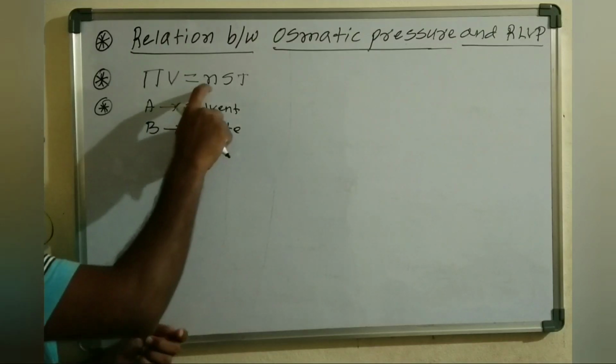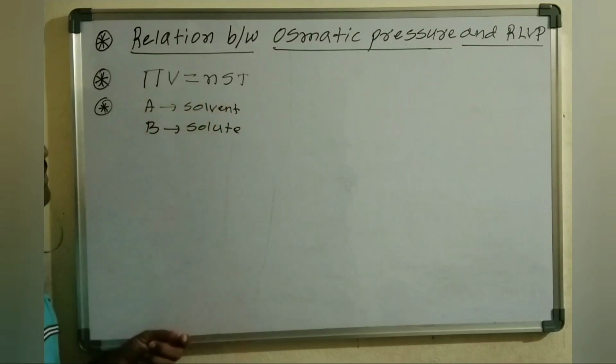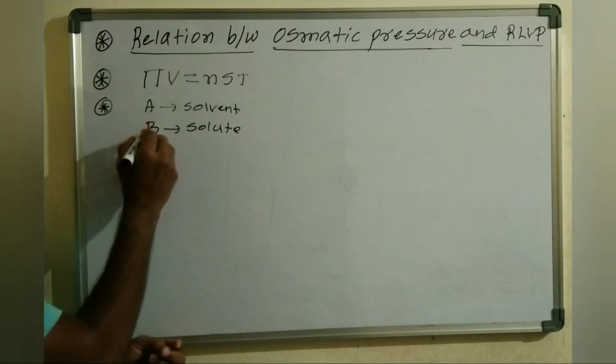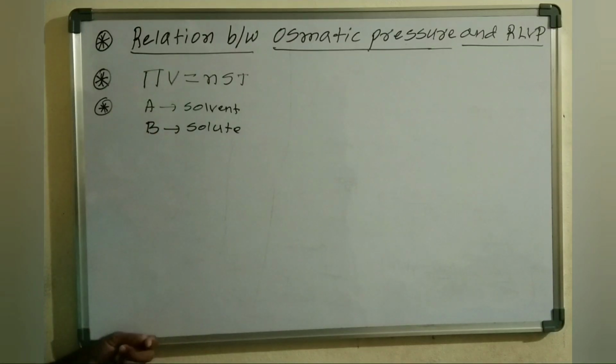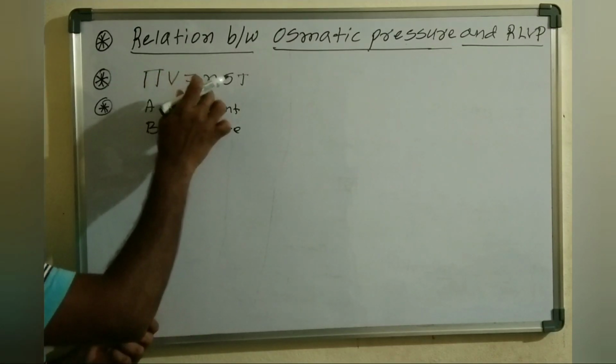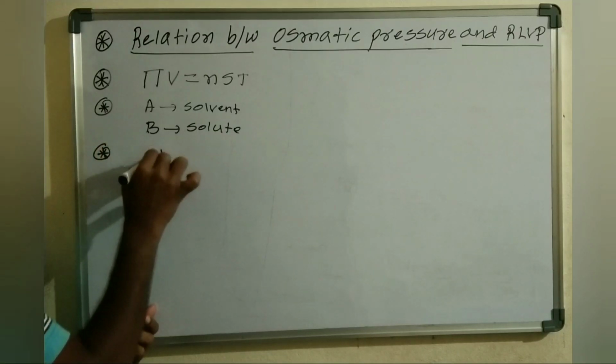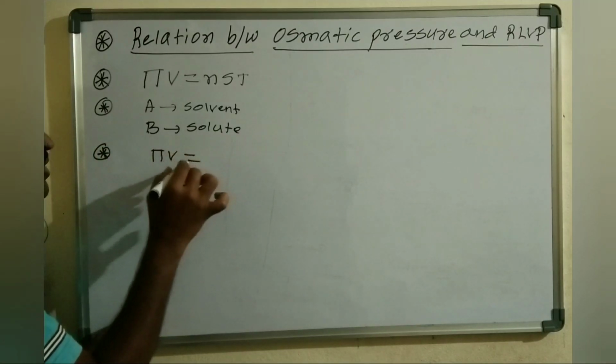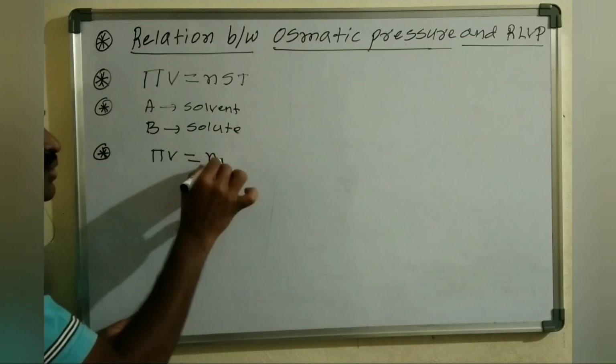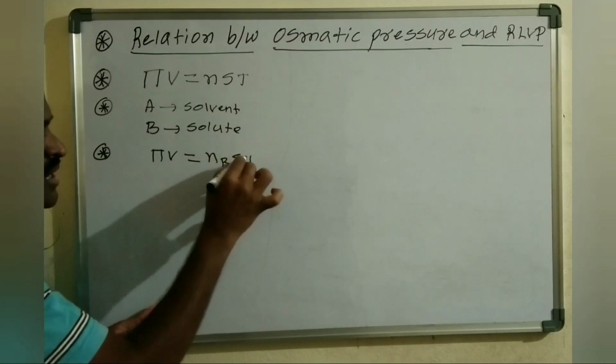That means Na is the number of moles of the solvent, Nb is the number of moles of the solute, Xa is the mole fraction of the solvent, Xb is the mole fraction of the solute. So I can write πV = Nb ST.